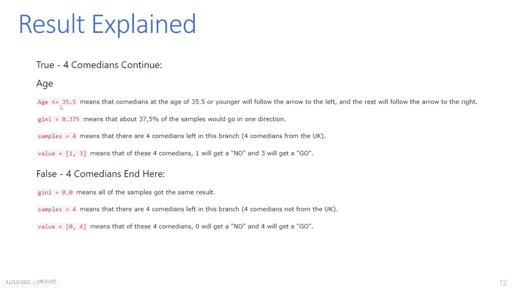Age is lesser or equal to 35.5 means that the comedians at the age of 35.5 or younger will follow the arrow to the left, and the rest will follow the arrow to the right. Gini equals 0.375 means that 37.5% of the samples would go in one direction. Samples equals 4 means that there are 4 comedians left in this branch. So 4 comedians from UK. And value 1, 3 means that of these 4 comedians, 1 will get a no and 3 will get a go.